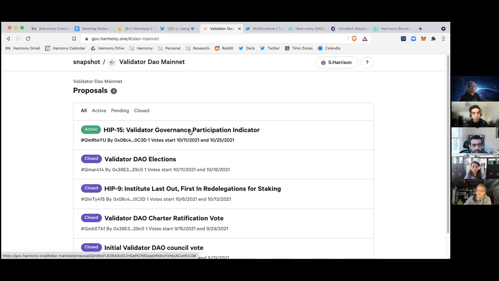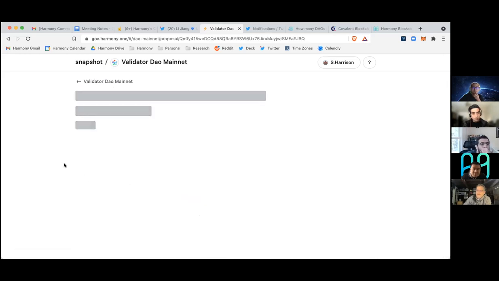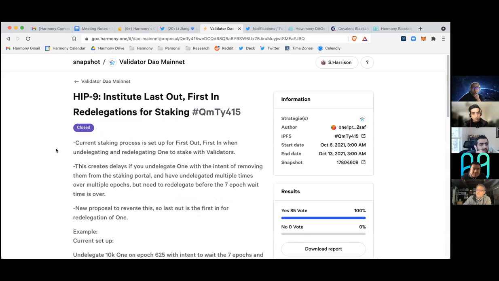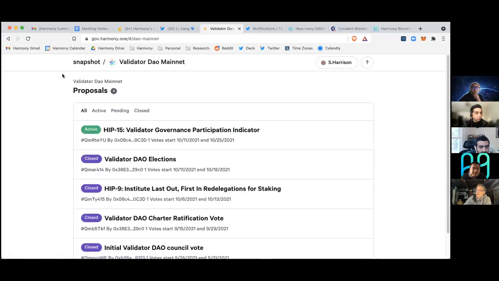Leo, RJ, have you guys looked at either of these? Is this the right location for them, or do they need to be pulled over to the mainnet snapshot? I feel like the HIP9 should be in the mainnet. Okay, it's kind of mixed up. All proposals to change the protocol should be in the mainnet, though, I think. Yeah, and that's one of the things.